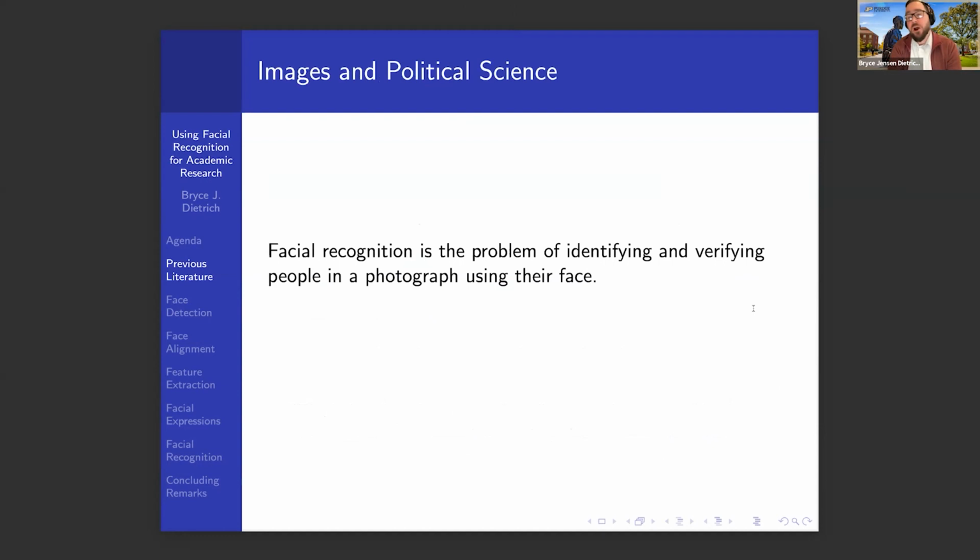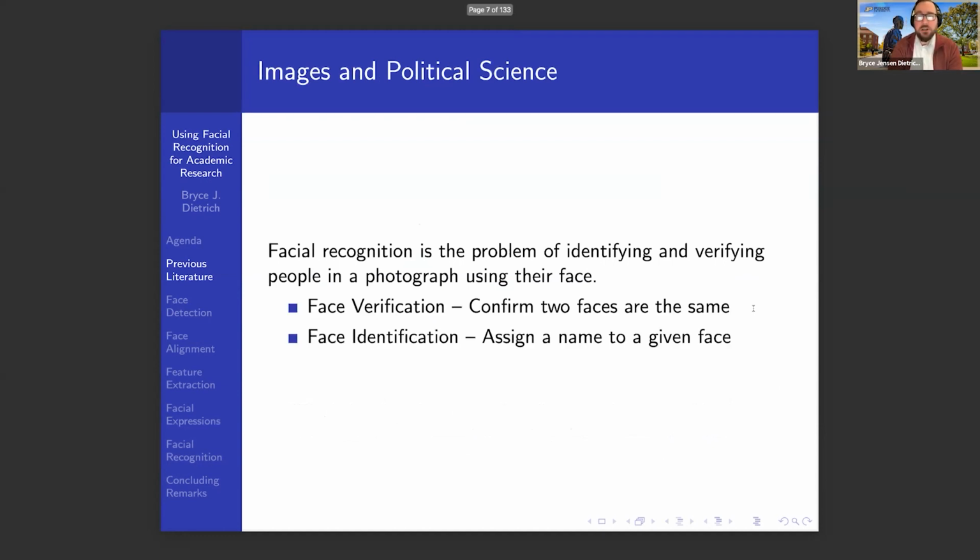So facial recognition is the problem of identifying and verifying people in photographs using their face, and it generally comes in two flavors. One is face verification, where you're trying to confirm whether or not two faces are the same person. And then there's face identification, which is assigning a name to a given face. Face verification would be what you would do on your iPhone, for example, to unlock your phone. Facial identification would be, is this person Donald Trump, or is this person a member of Congress?